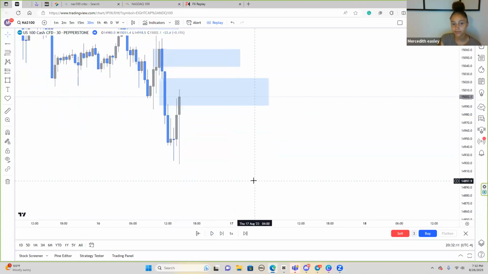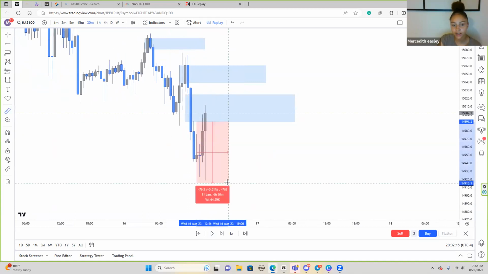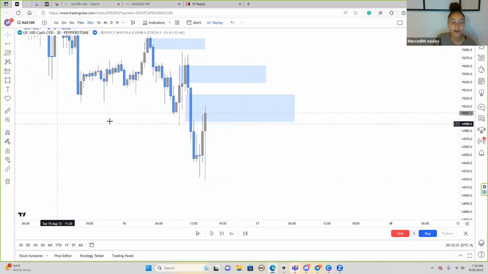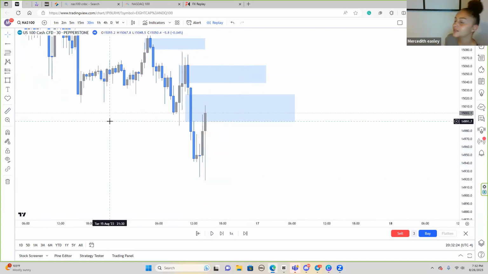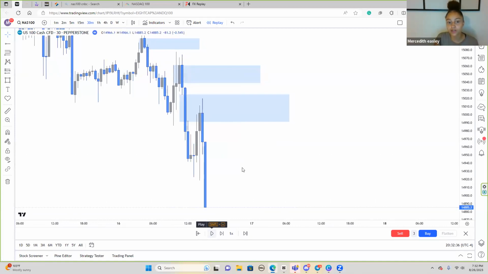And look at that. Personally, it would have rejected here and it dropped about 71 points. I would have been good and done. I'm more of an intraday scalper. So once price hits about 50 points, I've probably taken most of my profits, because why am I going to leave all that money on the table? With NAS 100, you can make a really good amount a day if you only go for that 50 points.